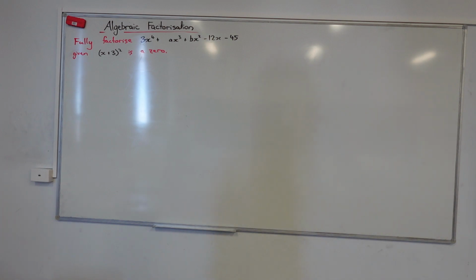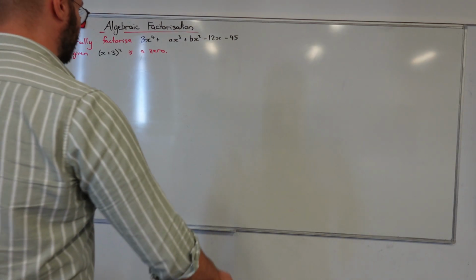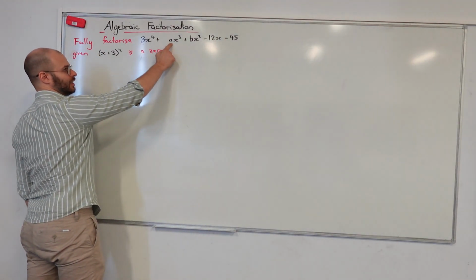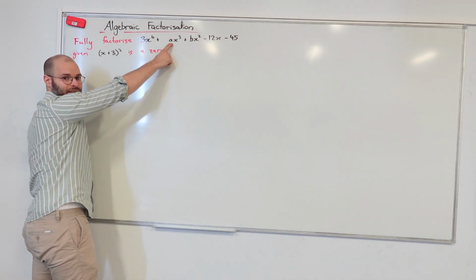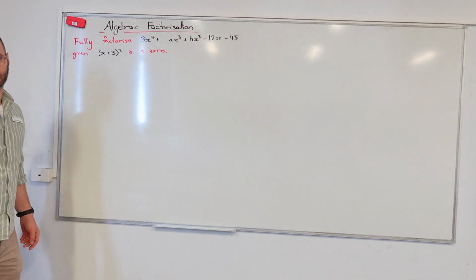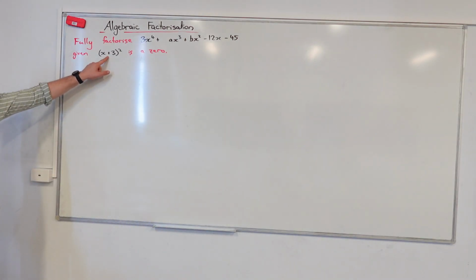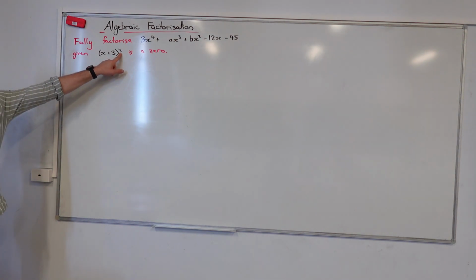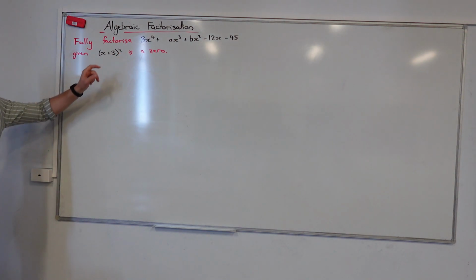Stepped up the complexity of this question because I reckon we could probably do it. So what we want to do is fully factorize this fourth order polynomial, given that we know x plus 3 all squared is a factor. Now this one's slightly different from the last example because there are unknowns in the polynomial expression itself. And the factor is not linear, it's a quadratic factor.